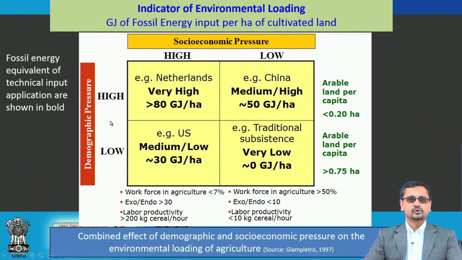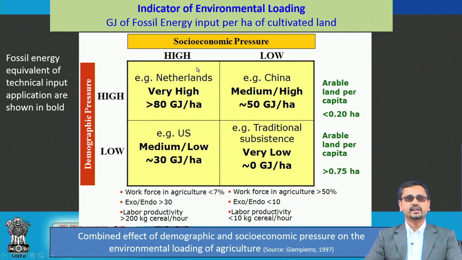In terms of the two rows, the demographic pressure is further classified into high and low. The demographic pressure is considered to be high where the arable land per capita is very low, even less than 0.20 hectare. The demographic pressure is considered to be low when a relatively higher amount of arable land per capita is available. In this case, the authors considered more than 0.75 hectare.